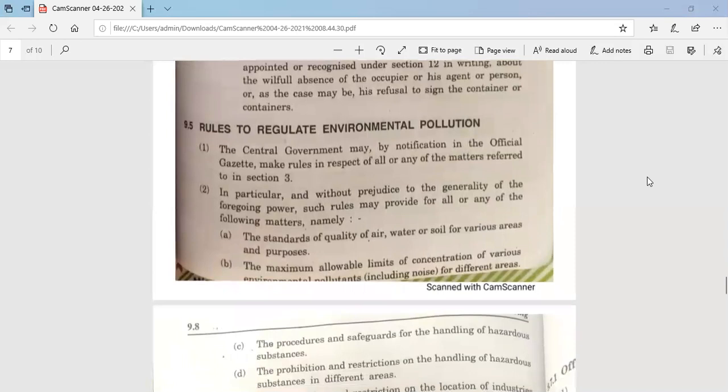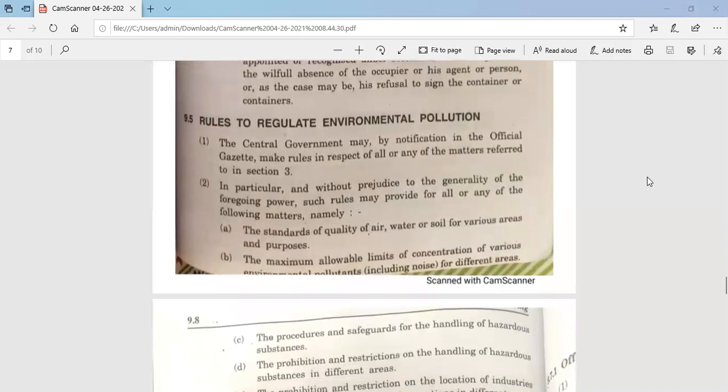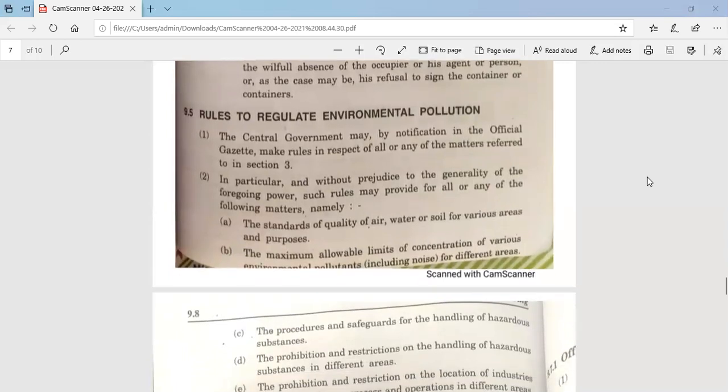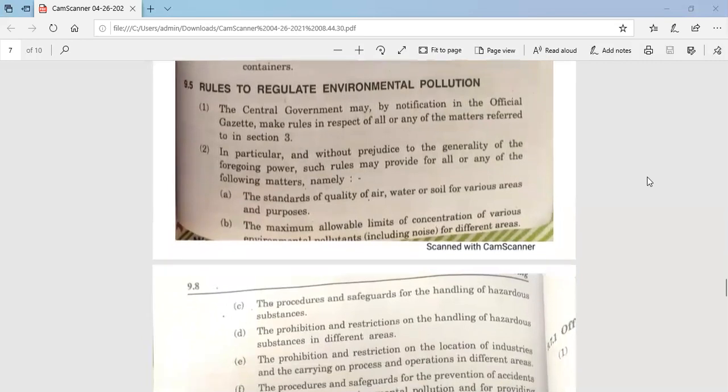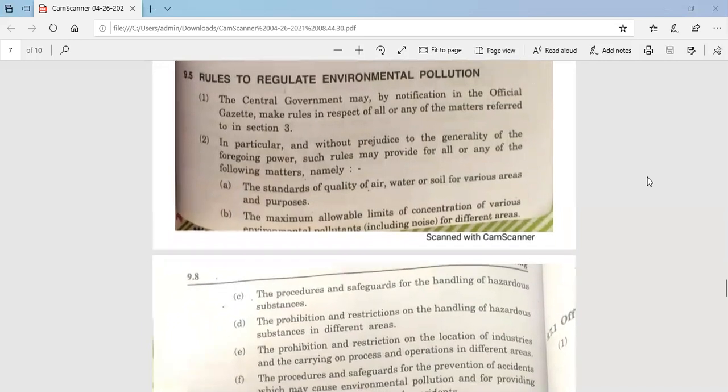There are also rules to regulate environmental pollution, under which the central government may, by notification in the official gazette, make rules in respect of all or any of the matters referred to in section A.